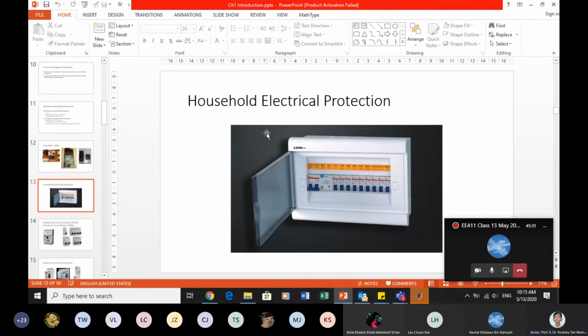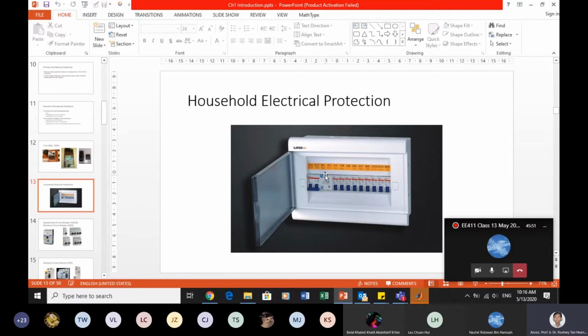When you go inside your house, this is what you see. Now, do you notice that there is one RCCB there? The rest is MCB. So different house, different design.